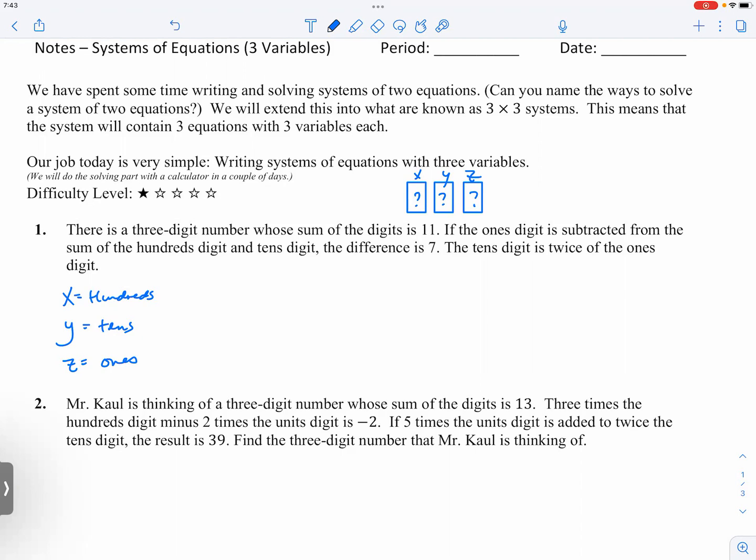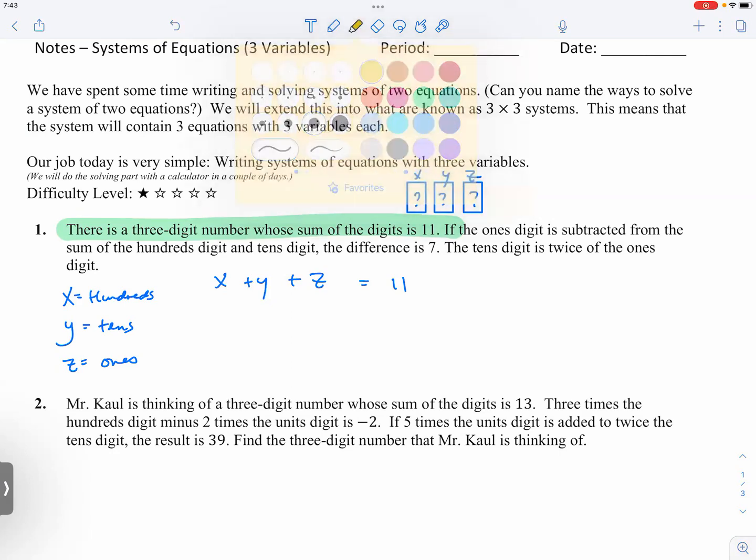Now let's read the first sentence. There's a 3-digit number, and the sum of all the digits is 11. Can you guess what is equal to 11? Yes, X plus Y plus Z is 11. Don't make it too complicated.